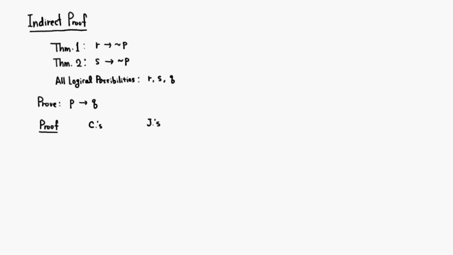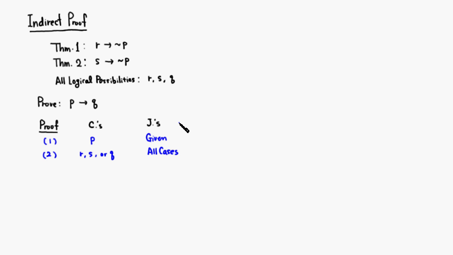All right, so let's write the two-column proof here. Line number 1, we're going to start with the given. So we start with P. This is the given. Then line number 2, we're going to list all logical possibilities. So it's going to be either R, S, or Q. I'll just say all possible cases.